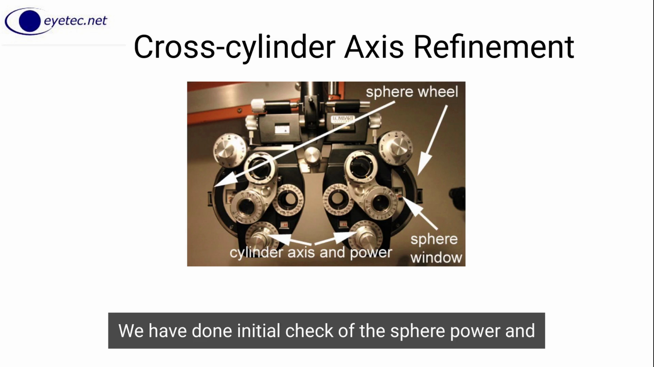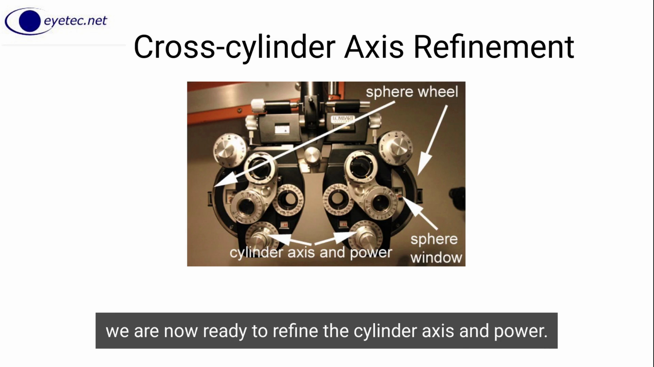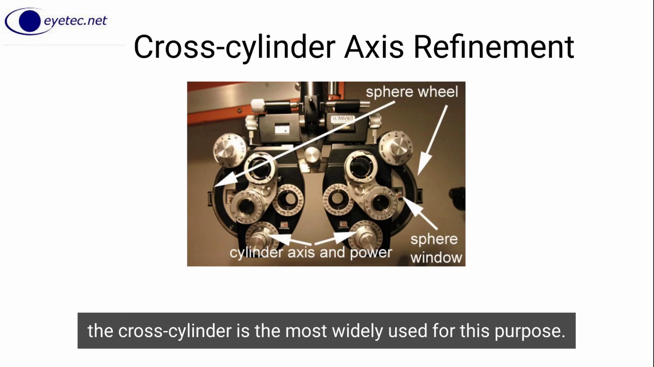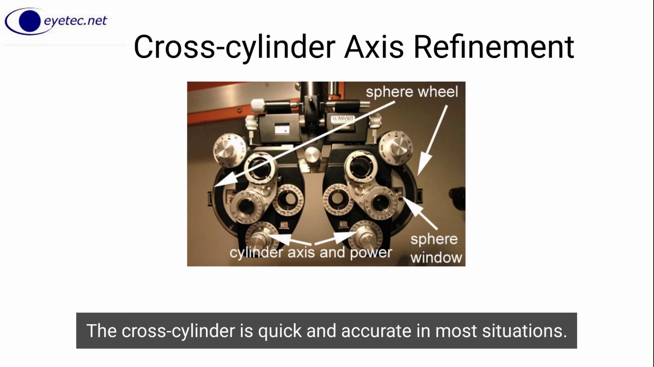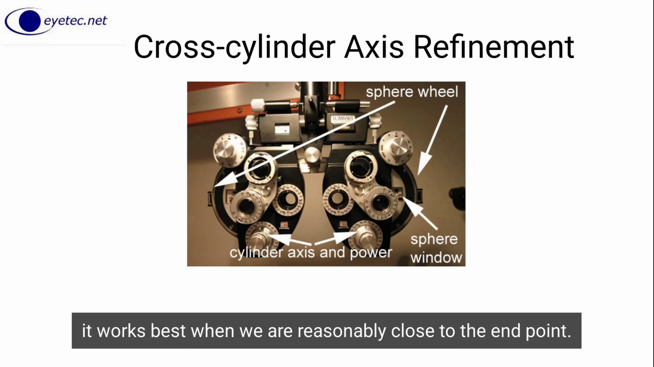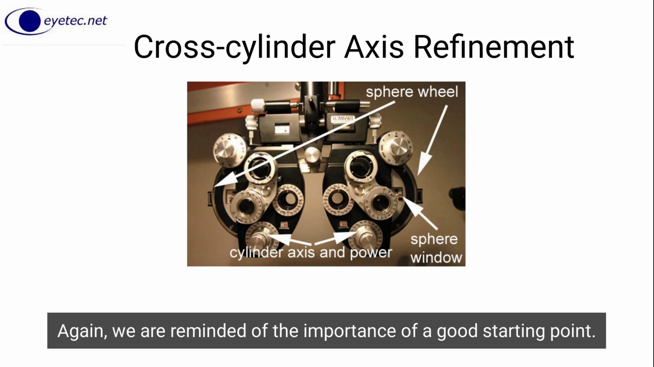We have done an initial check of the sphere power and we are now ready to refine the cylinder axis and power. Although there are some other methods available, the cross cylinder is the most widely used for this purpose. The cross cylinder is quick and accurate in most situations. Like most refraction techniques, it works best when we are reasonably close to the endpoint. Again, we are reminded of the importance of a good starting point.